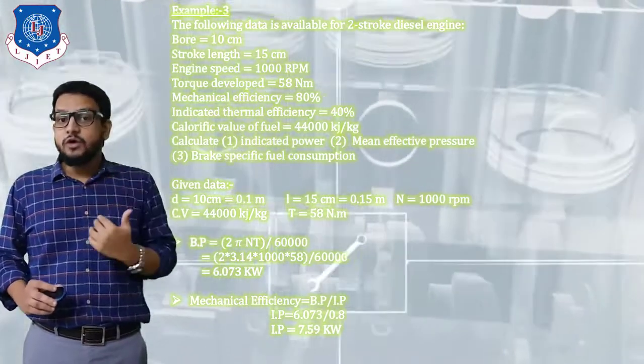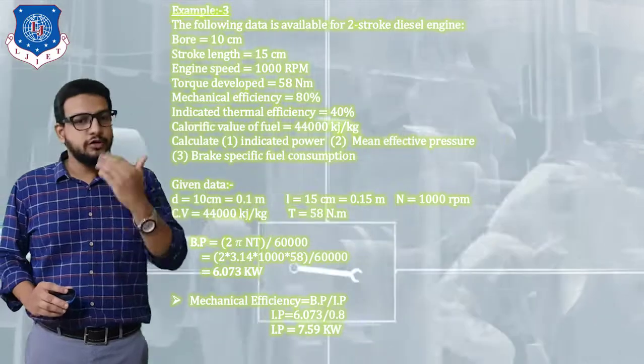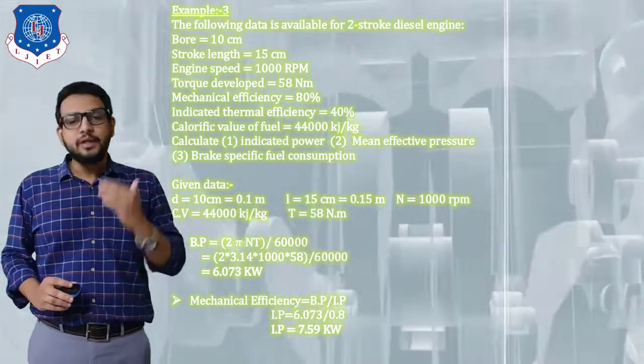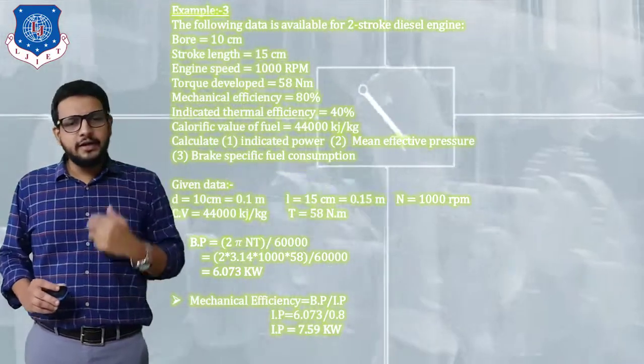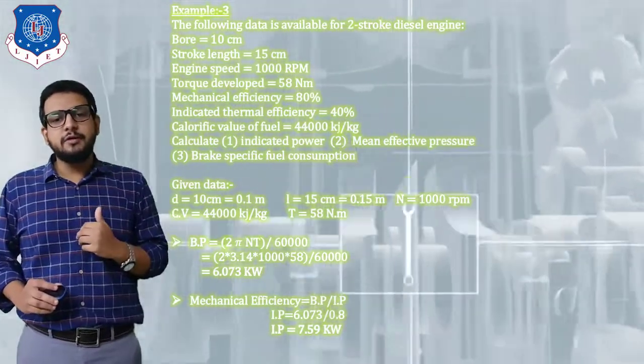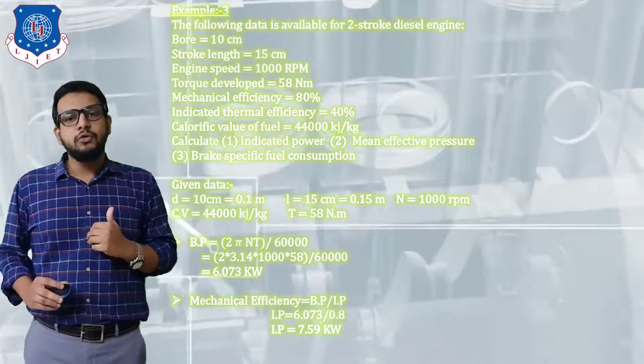Now brake power is determined, but our target is what? IP, that is indicated power. We know the formula of mechanical efficiency, eta m is equal to brake power upon indicated power. Directly substituting, we get IP is equal to 7.59 kilowatt.